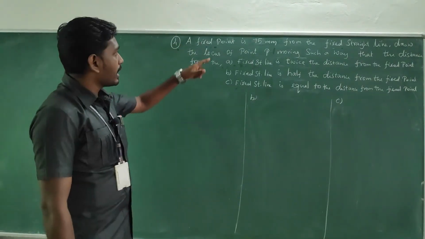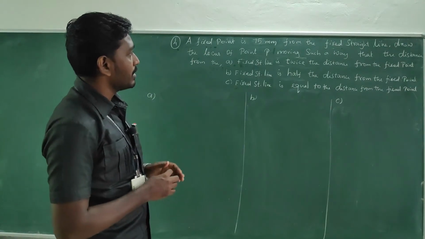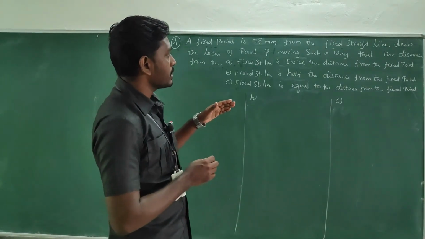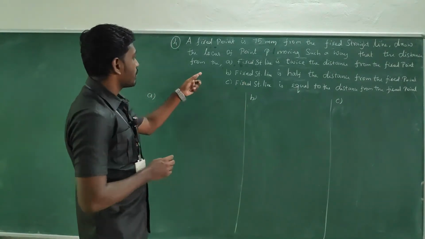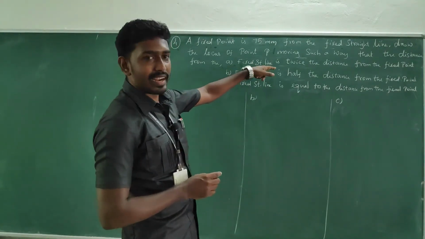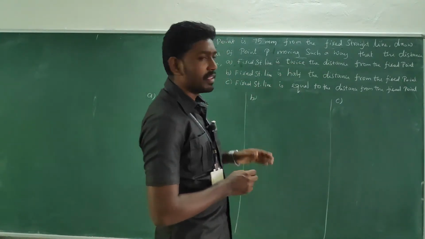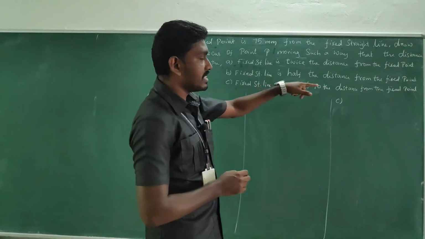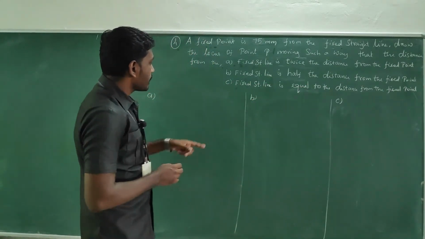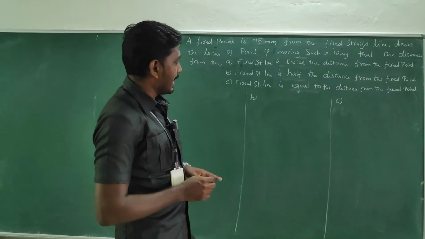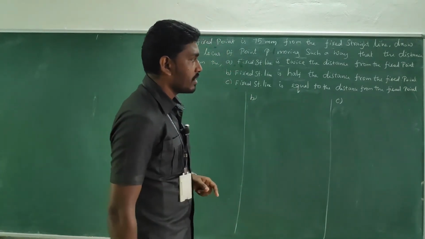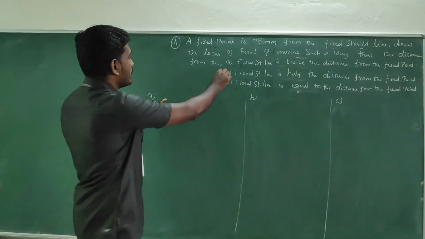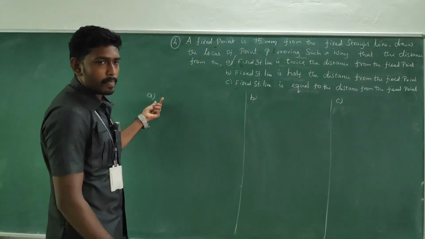Next, fourth question. A fixed point is 75 mm from the fixed straight line. Draw the locus of the point P moving in such a way that, first condition, the distance from the fixed straight line is twice the distance from the fixed point. Second, the distance from the fixed straight line is half the distance from the fixed point. Third, the distance from the fixed straight line is equal to the distance from the fixed point.